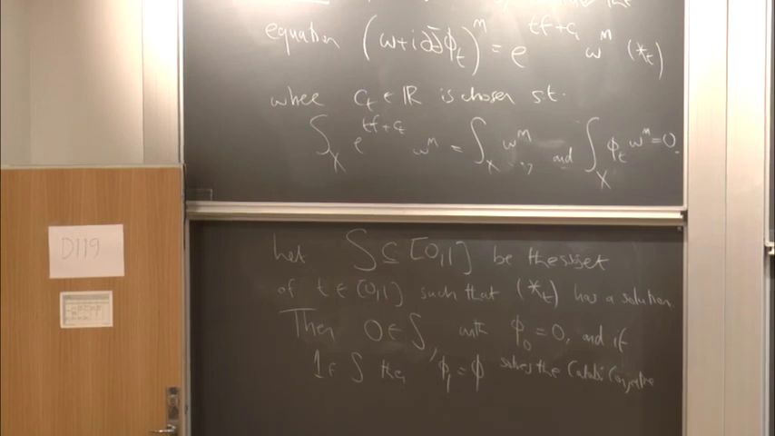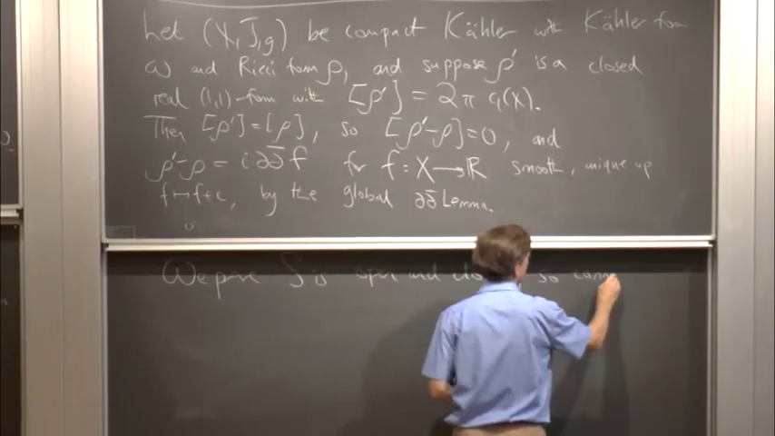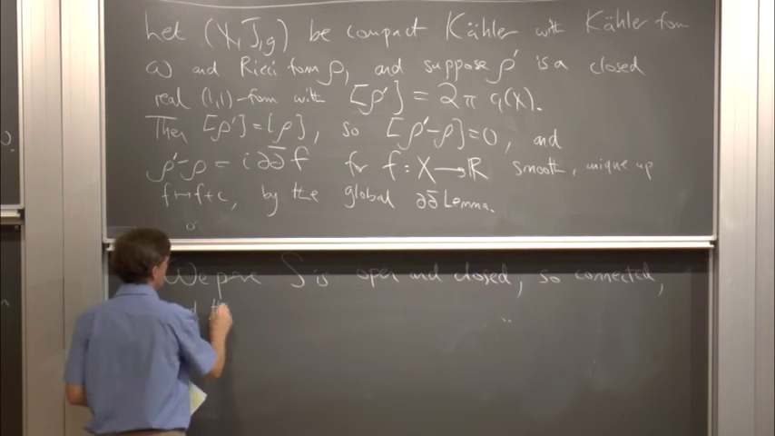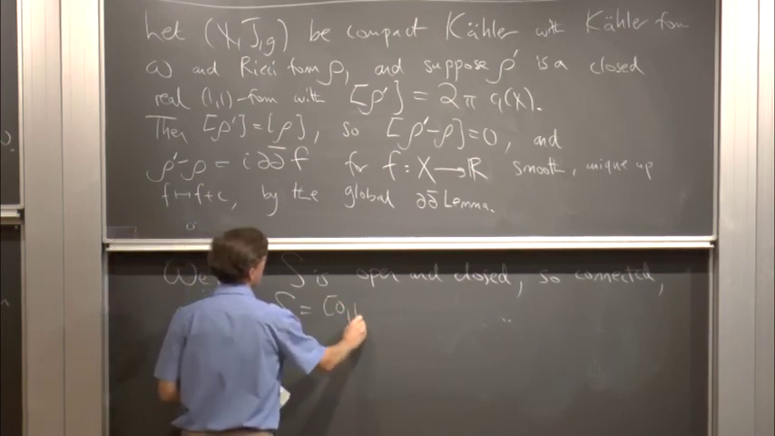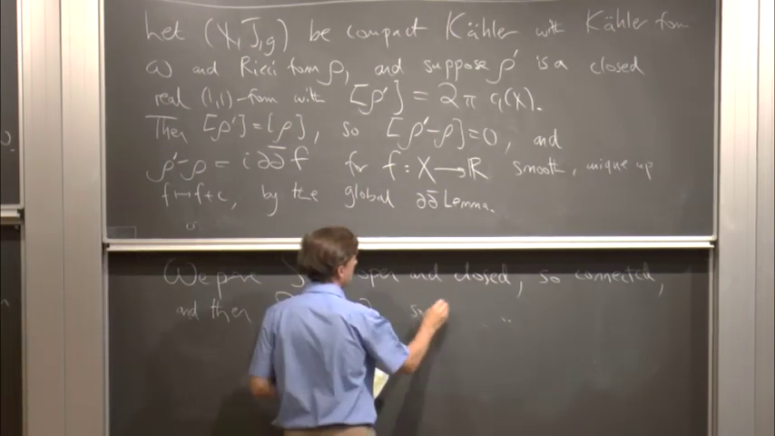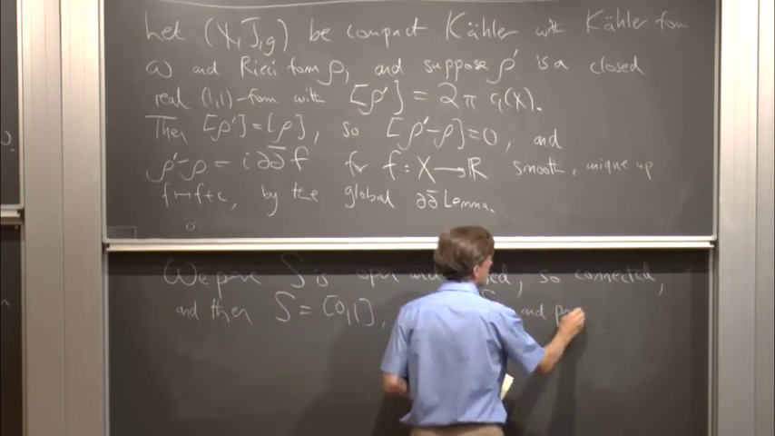So what we want to do is prove that S is both open and closed. So we prove that S is open and closed. So it's connected, and then S is all of [0,1] because it contains 0 and [0,1] is connected, and so 1 lies in S as we want, and the proof is finished.